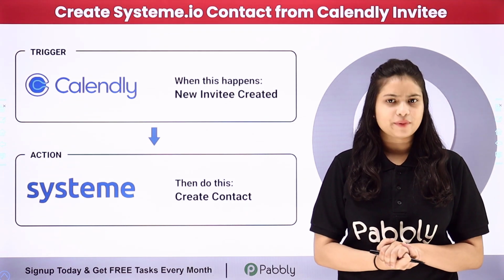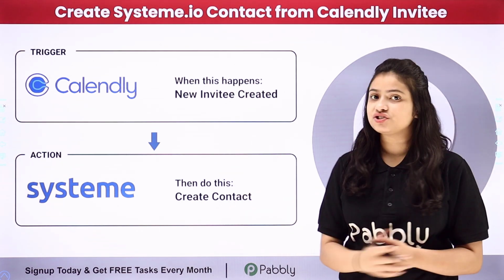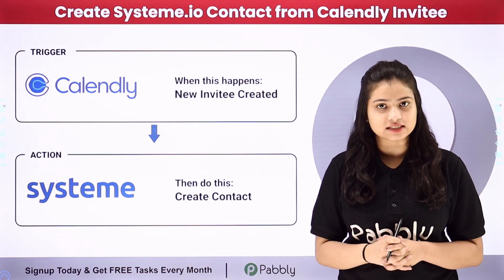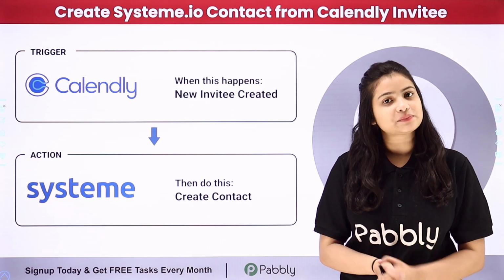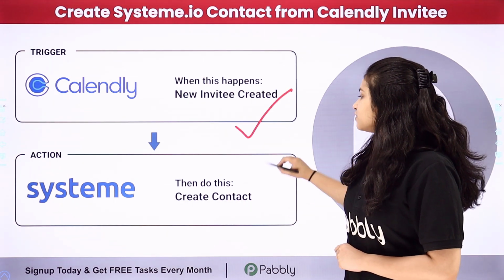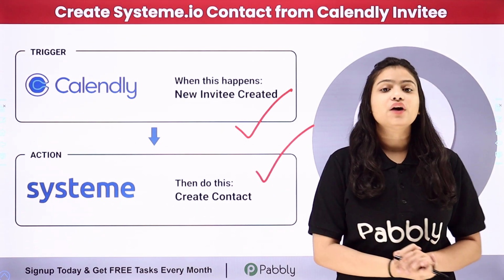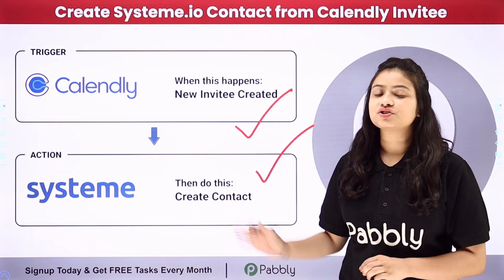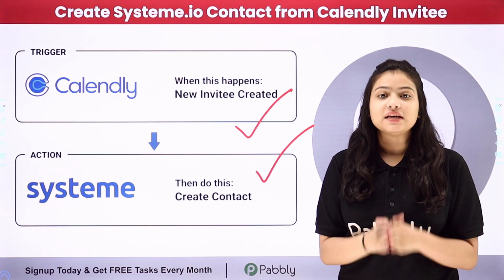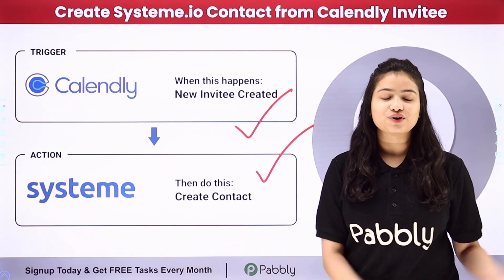For this, we will have to set up a connection between these two applications, and we are going to do that without any coding or programming skills with the help of Pabbly Connect. Pabbly Connect works on two principles, trigger and action. In the trigger, we are going to take Calendly, and in the action, we are going to take system.io, and we are going to set up a connection between these two applications to automate the entire process with the help of Pabbly Connect. And to learn this amazing automation step by step, let me take you all to my screen.